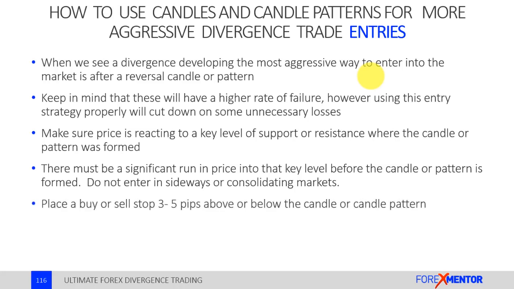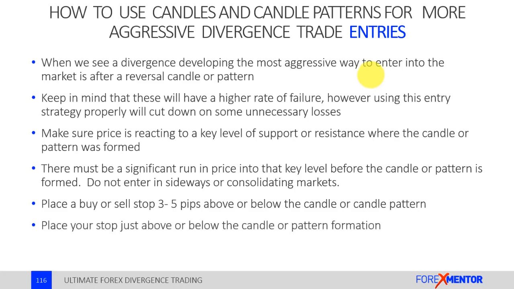The way you want to enter, once you see all of these factors, is to place a buy or sell stop 3 to 5 pips above or below the candle or candle pattern. Very similar to what we just talked about with the entry method using the trend line. We're not going to enter right when the candle's formed. We're going to let the market follow through a little bit and bring us into the trade by breaking the high or the low of that candle or the pattern. Place your stop just above or below the candle or pattern formation.